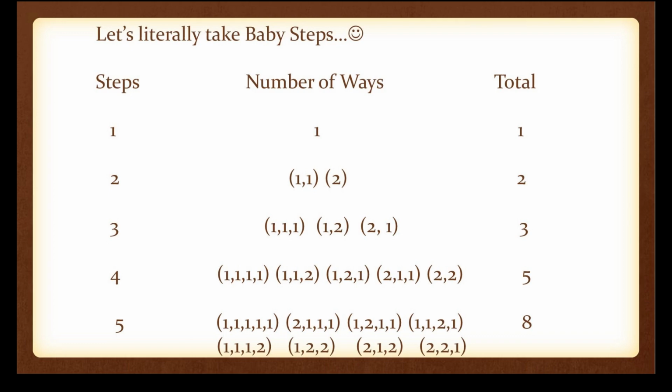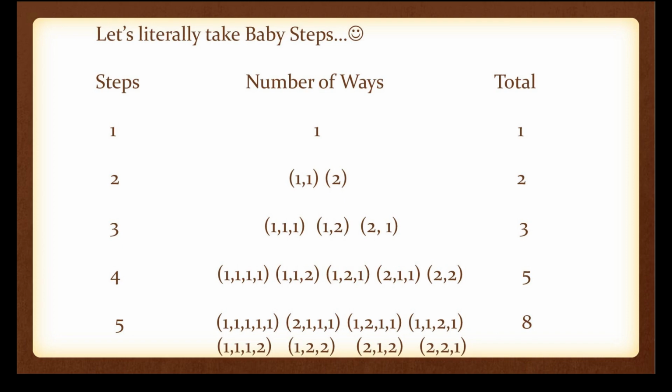So at 4, there's 5. At 5, and I've shown the different combinations, there's 8. And you're thinking, I've seen those numbers before. What kind of numbers are those? 1, 2, 3, 5, 8. Somebody want to type it in? Fibonacci.